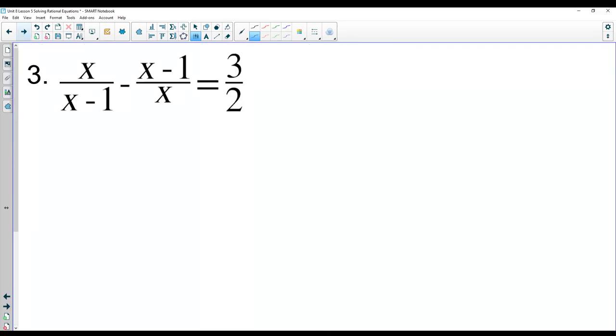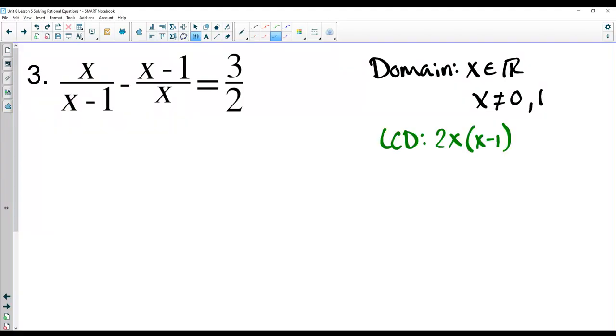Last one for us to go over. Again, we look to factor first. No factoring necessary for this. Everything is as factored as it's going to get. So then our next step is stating domain and LCD. So our domain is x has to be all real numbers except for 0 and 1. Our LCD is 2x, x minus 1. And so our first fraction is missing the 2 and the x. Our second one is missing the 2 and the x minus 1. And then the last one's missing the x and the x minus 1.